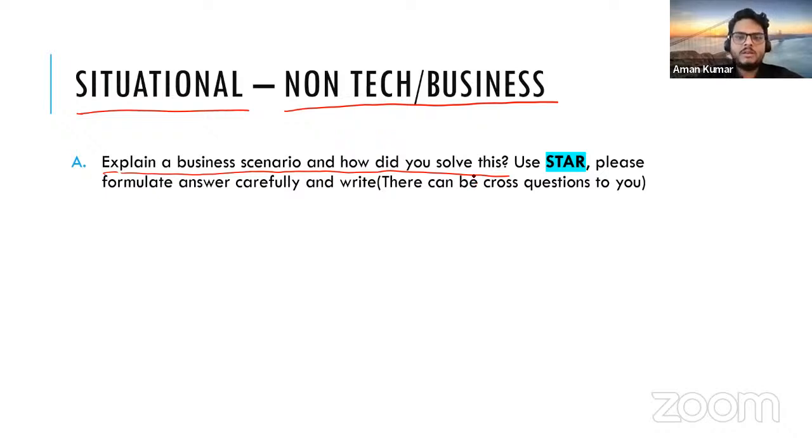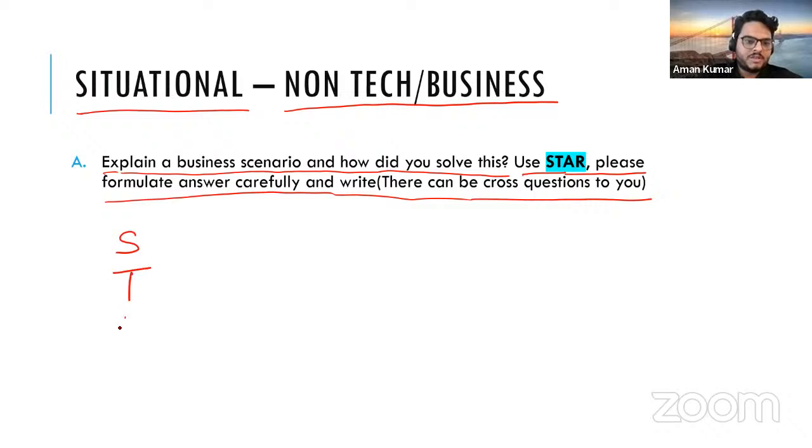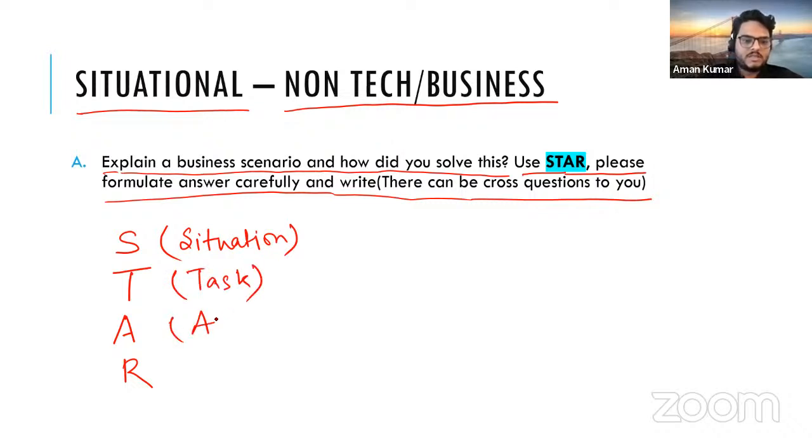First you guys try, then I tell you how to answer this. Use STAR. I have explained many times what STAR is. Formulate your answer carefully and write. There can be cross questions to you. So first you try, then I will tell you. I will write here STAR. S stands for situation, T stands for task, A stands for action, and R stands for result. So first you can try, then I will add my inputs.